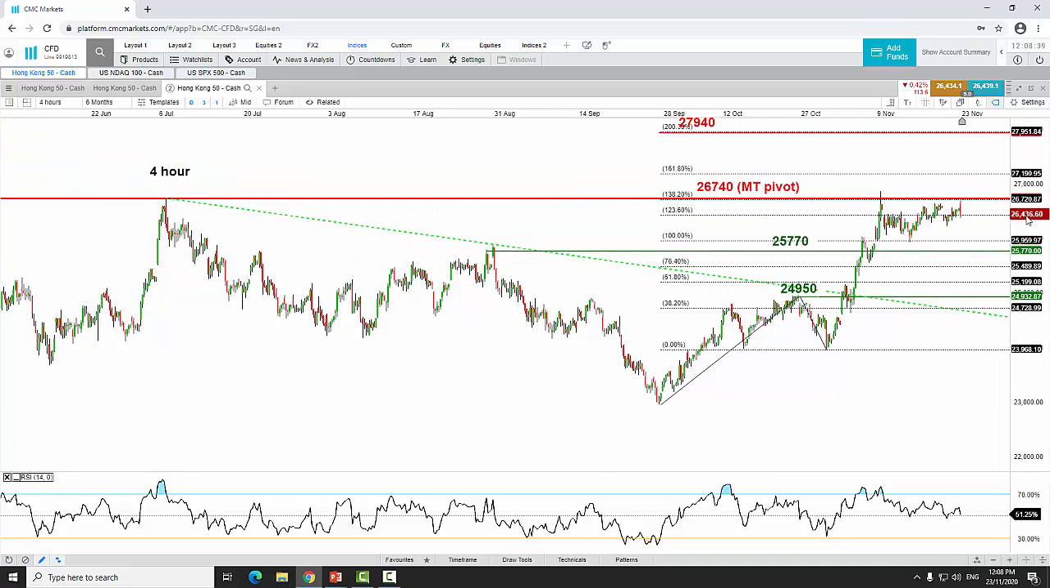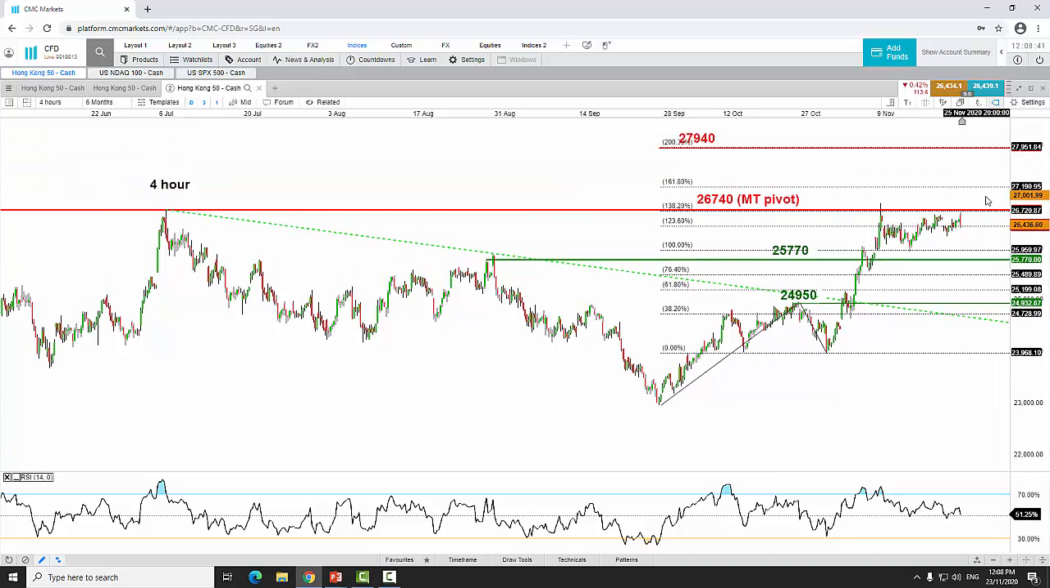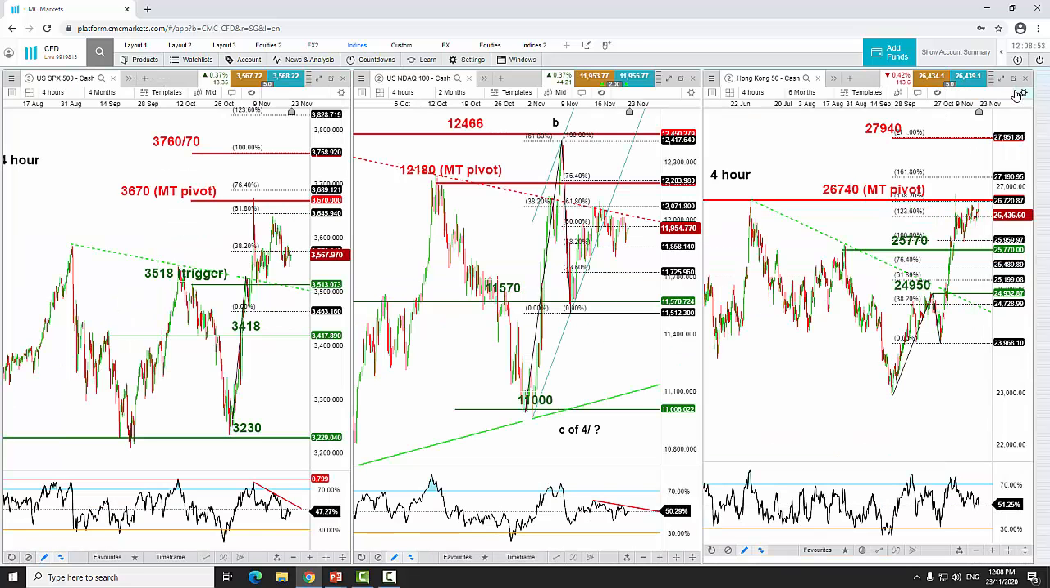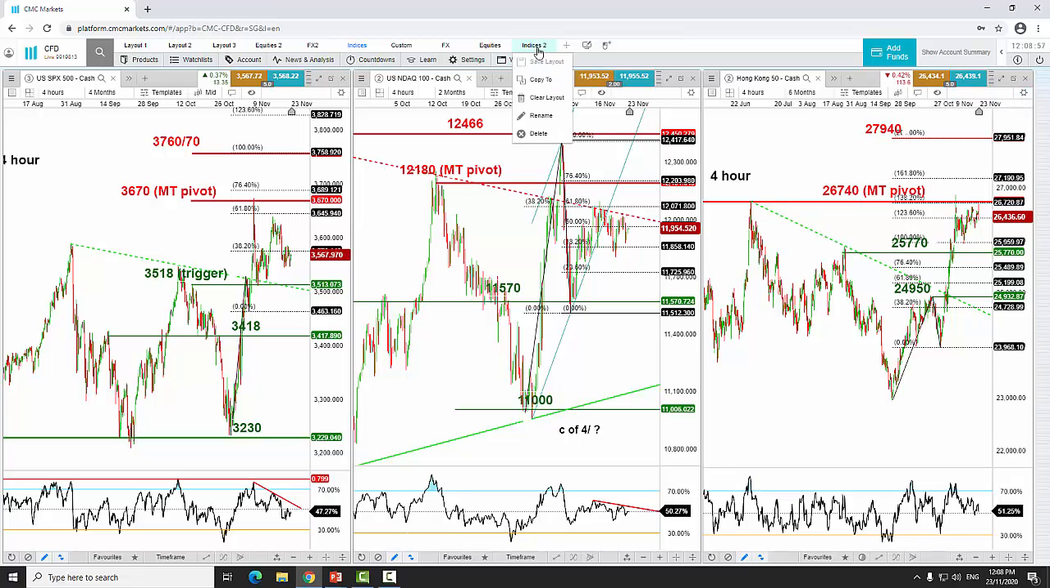Nevertheless, if we start to see a daily close above 26,740, we could see a further push up towards the next resistance at 27,940. Now, let's move on to the German 30 index.